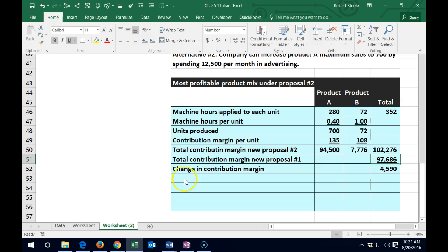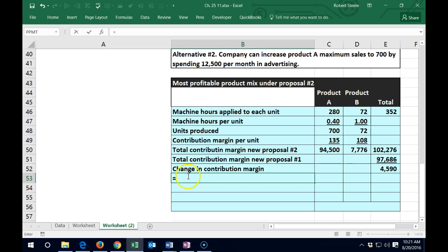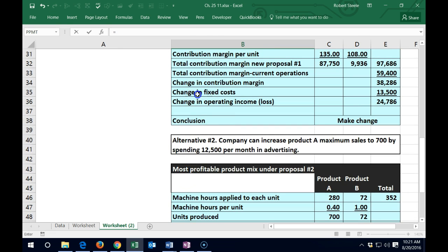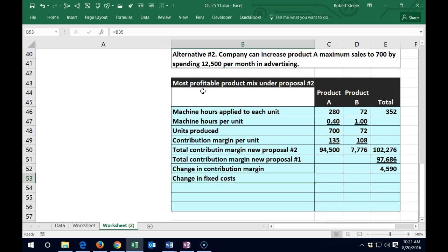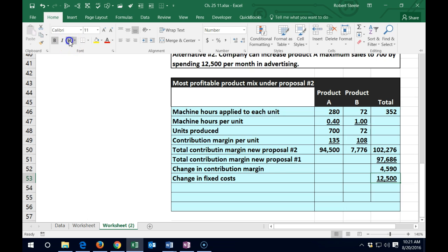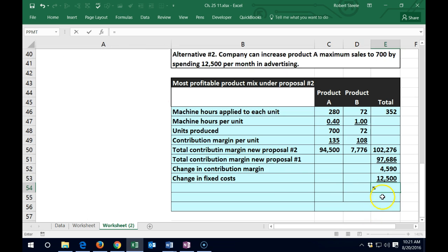And then we have to add to that the fixed costs. Again, there's some added fixed costs with this proposal because the advertising department wants money. So we're going to say they're asking for 12.5 in order to make this happen. And if we compare that out under this analysis, we're going to say that we have the increase that would happen under this analysis, and it's a logical proposal, due to the fact that we're going to produce more of product A, we're going to get an increase in the contribution margin, 4,590, but it's costing us 12,500 on fixed costs for advertising.